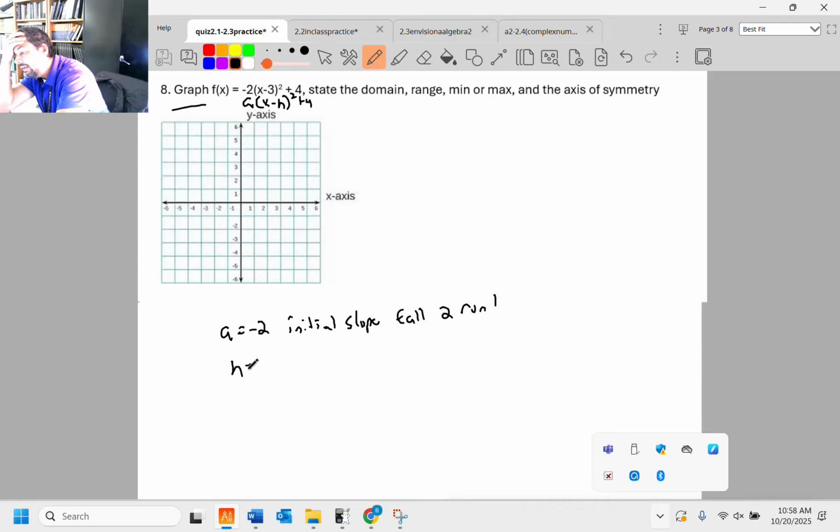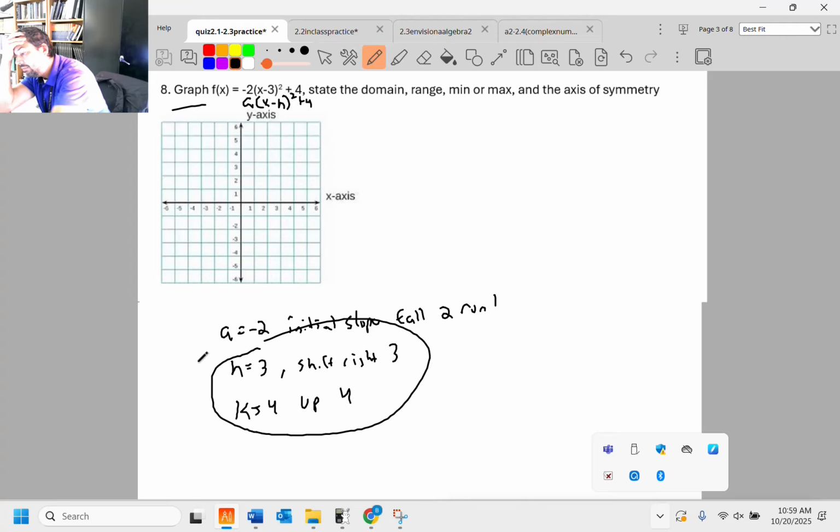H is not -3, it's just 3 because the form is minus. This means shift right 3, and K is 4. This is up 4. So what these last two things are telling me is that the vertex is at 3, 4. That's where the vertex is, and that's where you start. We go right 3 and we rise 4, just like the shifts were saying I would do.